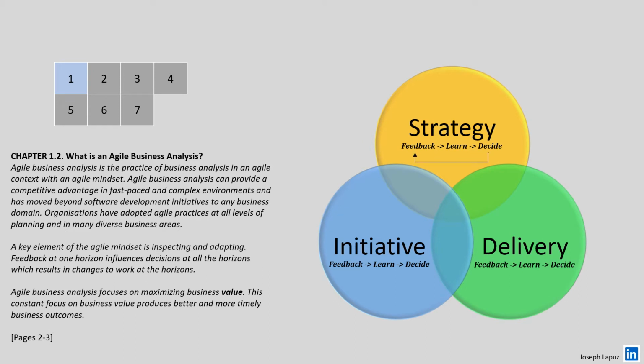A key element of the agile mindset is inspecting and adapting. Feedback at one horizon influences decisions at all the horizons, which results in changes to work at the horizons. Agile business analysis focuses on maximizing business value. This constant focus on business value produces better and more timely business outcomes.